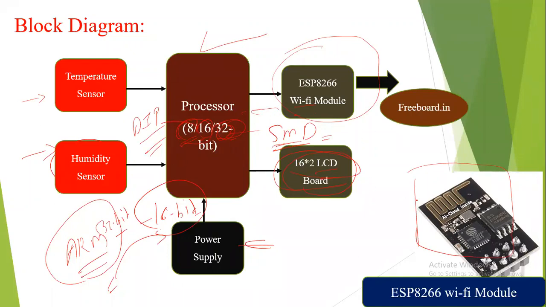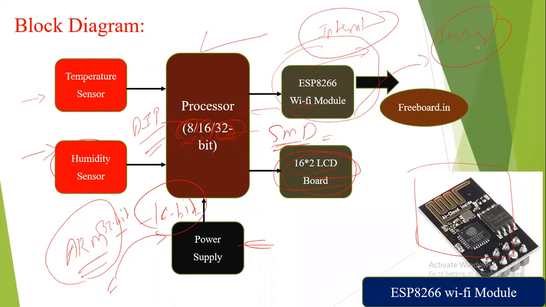So now, using this ESP8266 Wi-Fi module, you can transfer this data, and it gets the capability of internet of things. You can connect to the internet and put that data onto the cloud. Cloud means there is a server. On that server, you have to put the data onto the cloud.